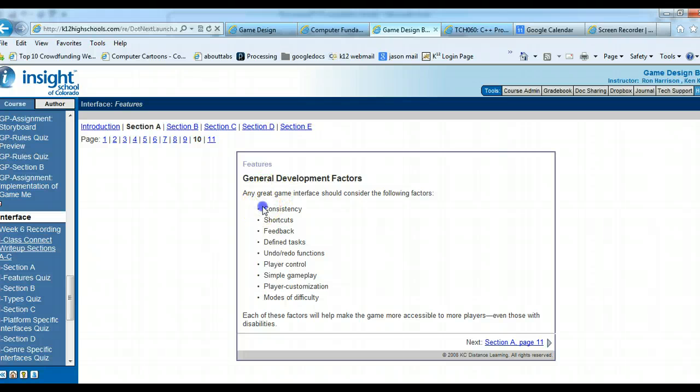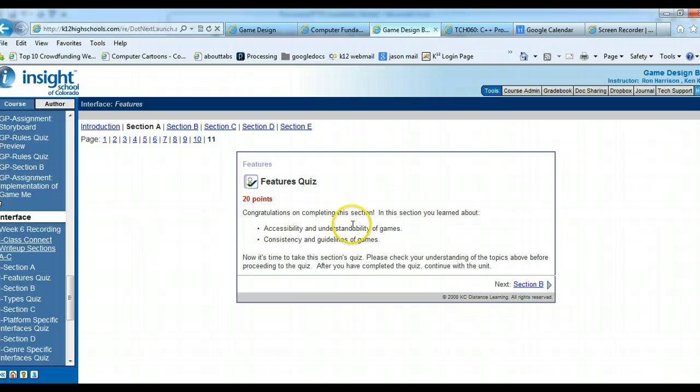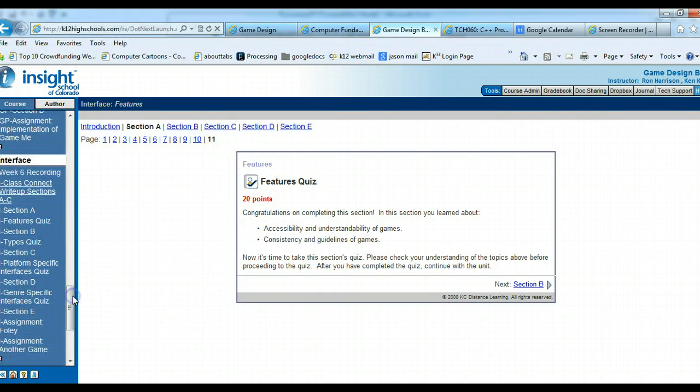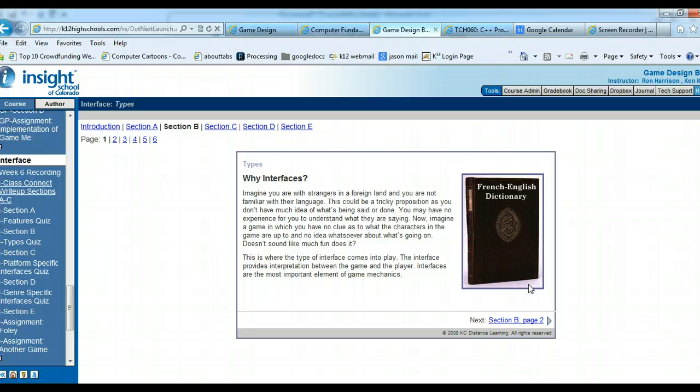Okay, these are some of the things we talked about in this unit or in this section. And then there's the features quiz, and as always, I don't have them posted yet. I'll have the quiz previews posted right over here for you. Okay, move into section B.